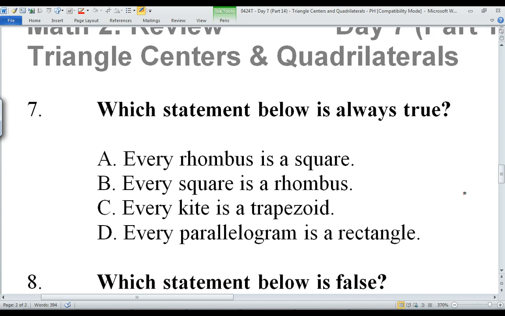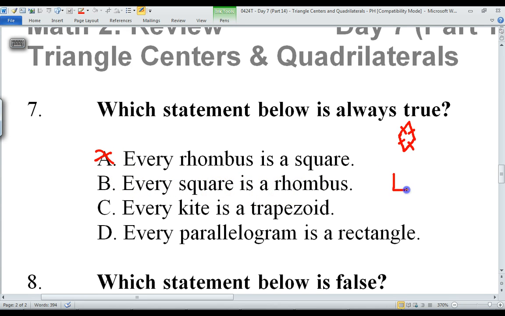Which statement below is always true? Is every rhombus a square? No. B is true. This could be a rhombus. A rhombus just means all 4 sides are equal. If you make a nice diamond, a skinny diamond could be a rhombus, but it's not a square. So it's not A. Is every square a rhombus?